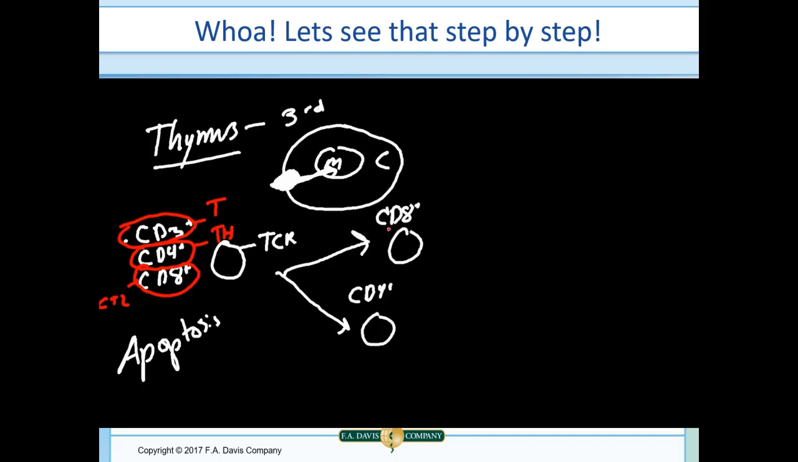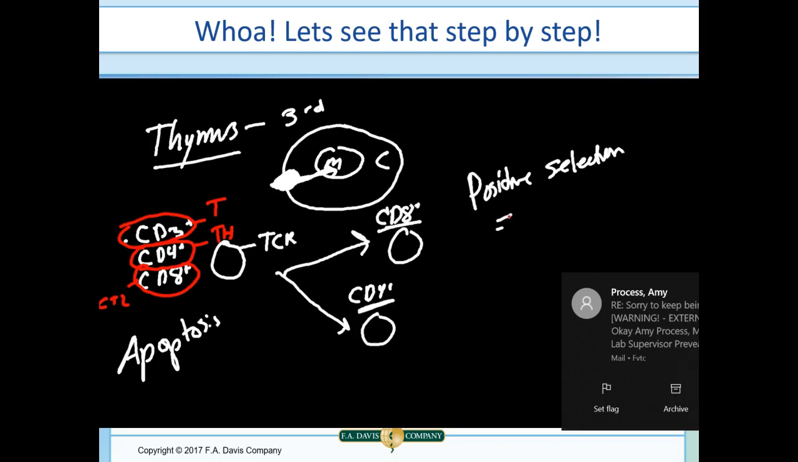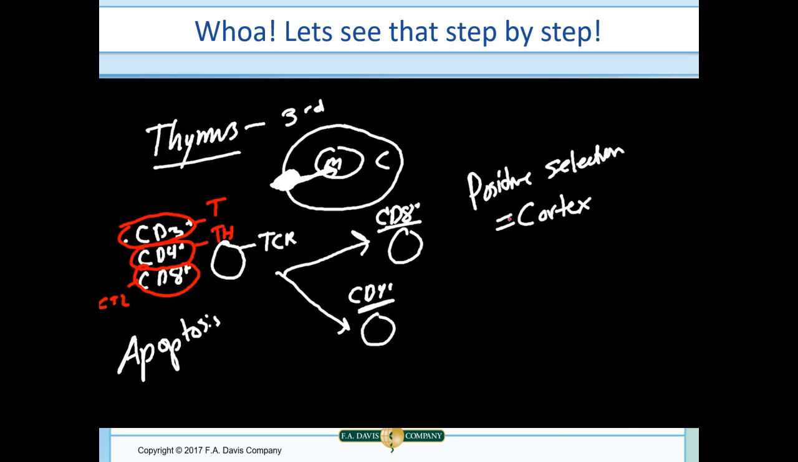So the cells that express now just one are going to be good. So this is called positive selection. We are just making it so we have CD8 or CD4. We're getting rid of some of this other stuff that's attached there. So this is positive selection, and it's going to occur in the cortex. Kind of an important concept to understand. Positive selection occurs in the cortex.